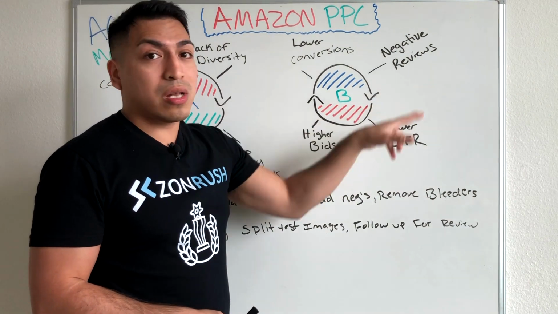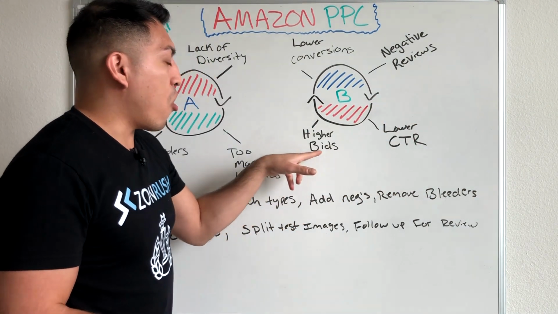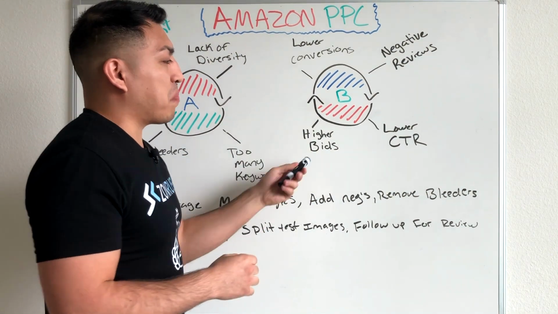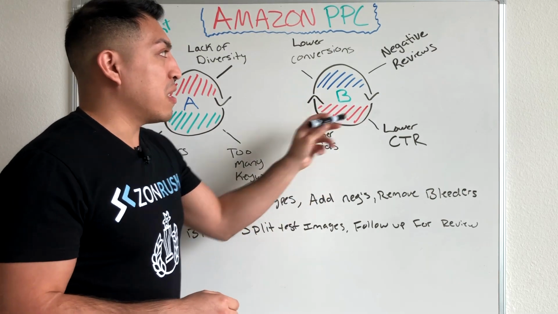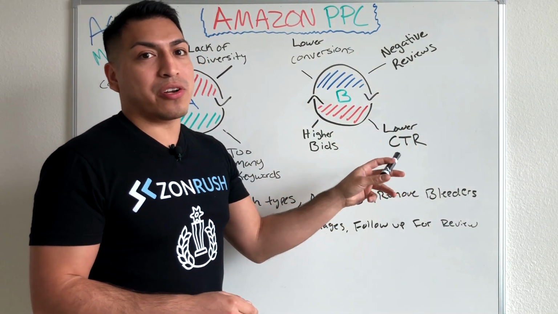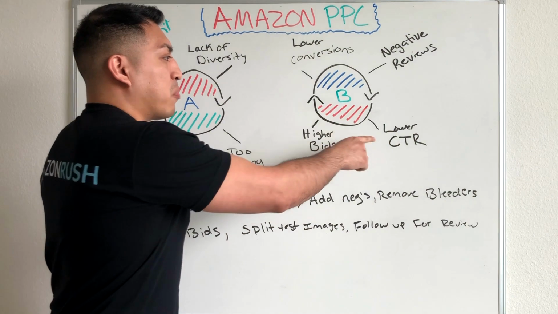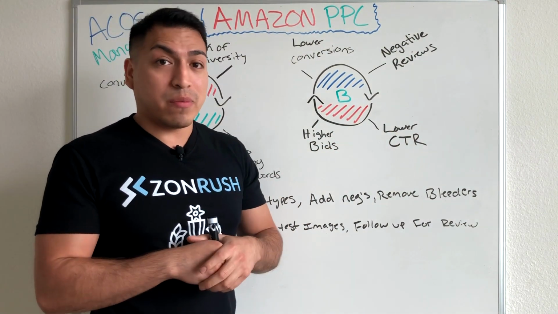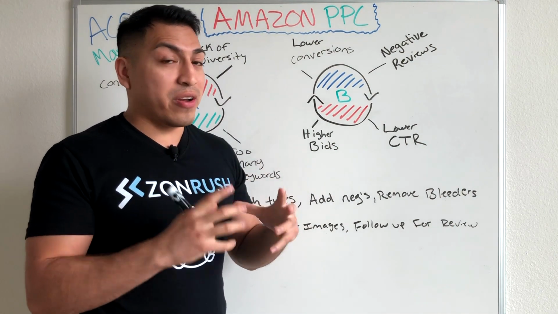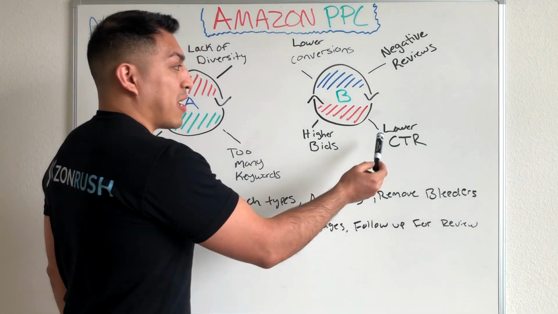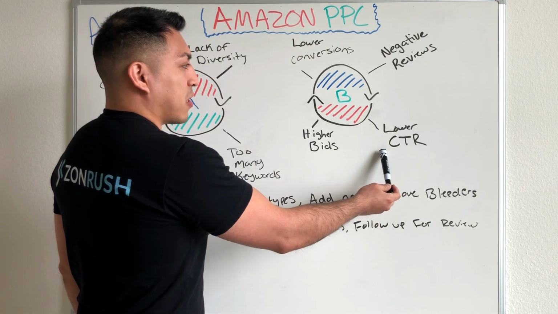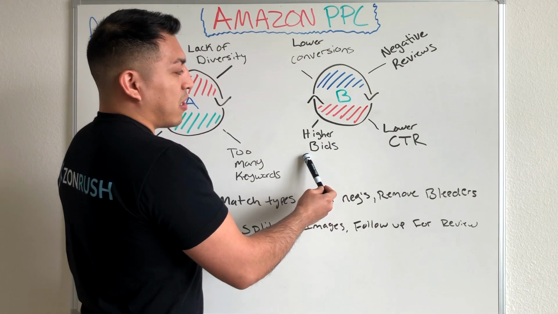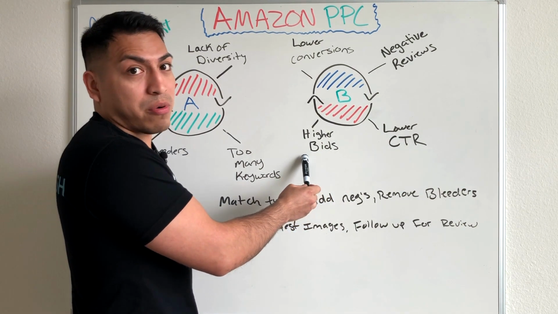Now, what a lower click-through rate leads to is higher bids, okay? So Amazon's going to make you pay more money for bids because fewer people are clicking on your ad. If fewer people are clicking on your ad, Amazon's going to show the ads that are making them the most money. Obviously, there's a very complex algorithm going on, but generally, the fewer people that are clicking on your ad via your total impression share, the more Amazon's going to make you pay per bid.